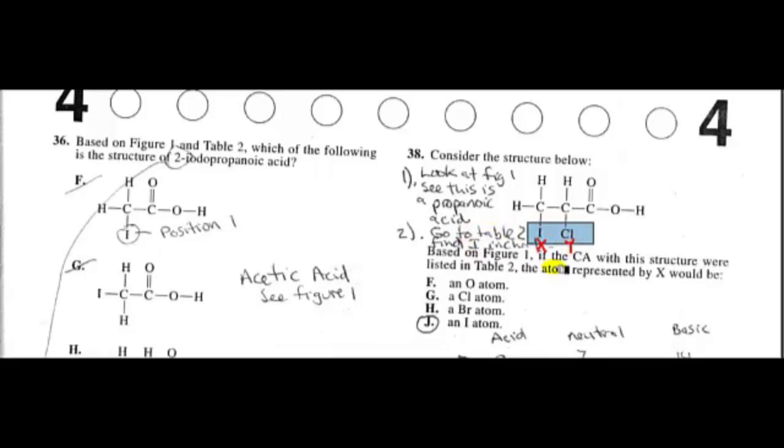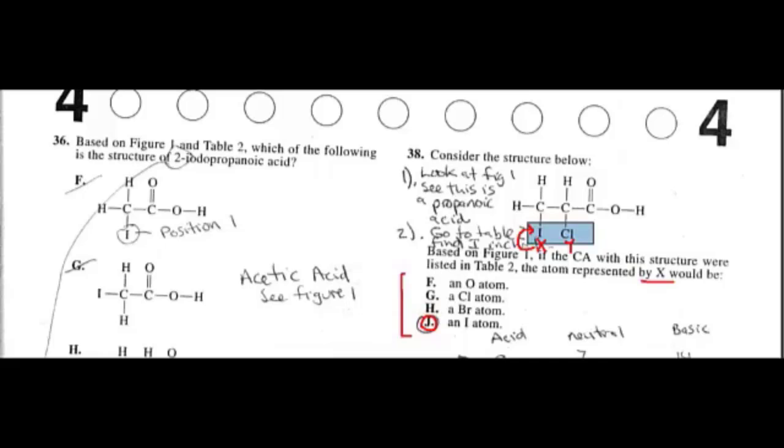This question is basically asking you which one of these is the X value. The X value, how easy is that? The X value is the iodine. Let's scroll down to the answer choices and see which one gives us the answer. J falls right in your lap.